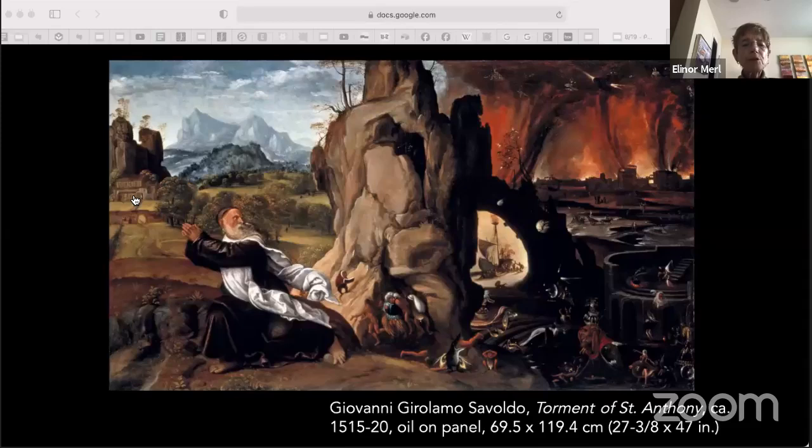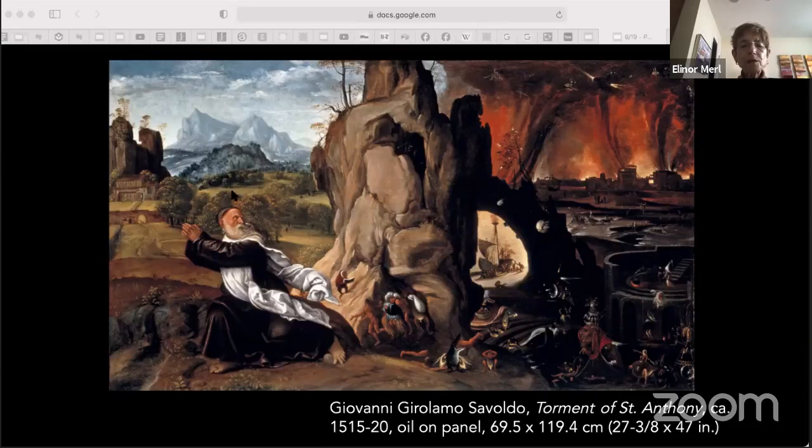Like other northern painters of the time, Savaldo was interested in Flemish painting, particularly Hieronymus Bosch's nightmarish monsters, which influenced his depiction of St. Anthony's tormentors. In fact, 3 of these fantastical creatures show up in Bosch's Last Judgment triptych, which was done about a generation earlier. One researcher has suggested that Savaldo would have seen Bosch's work in Cardinal Domenico Grimani's collection in Venice.